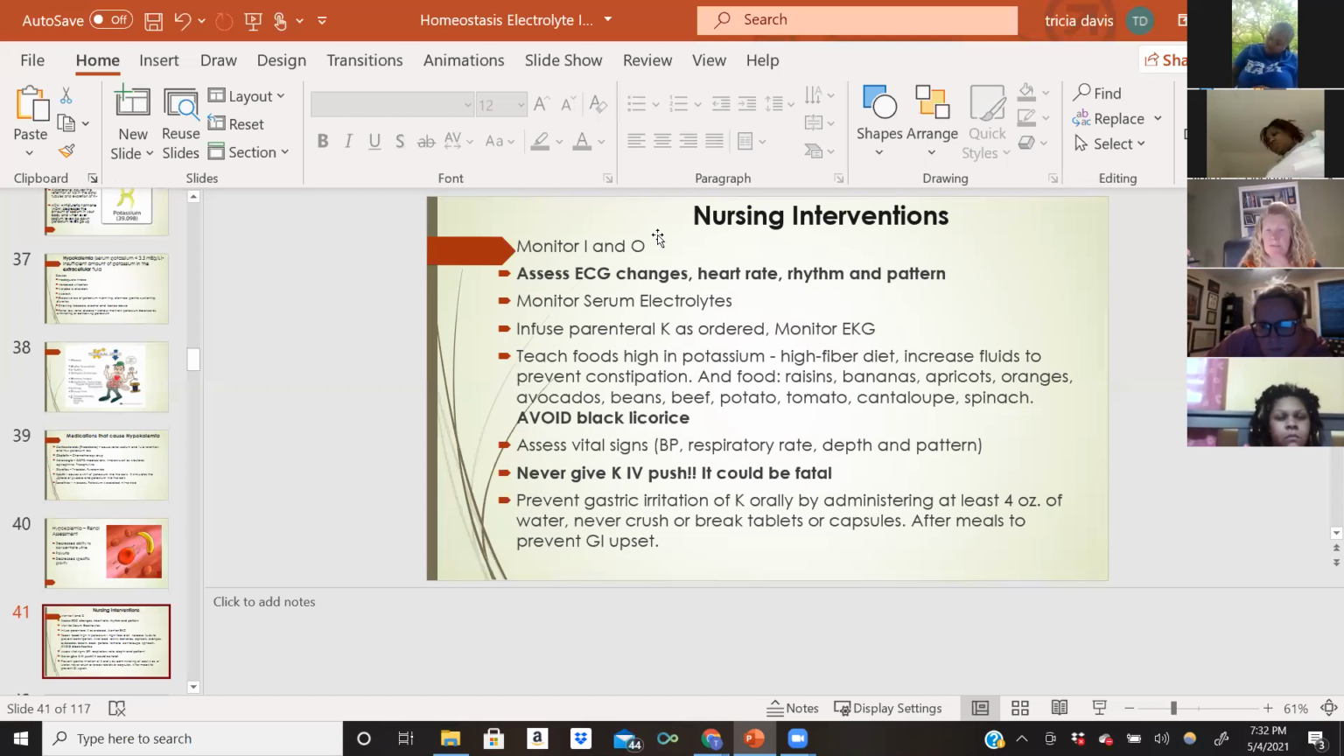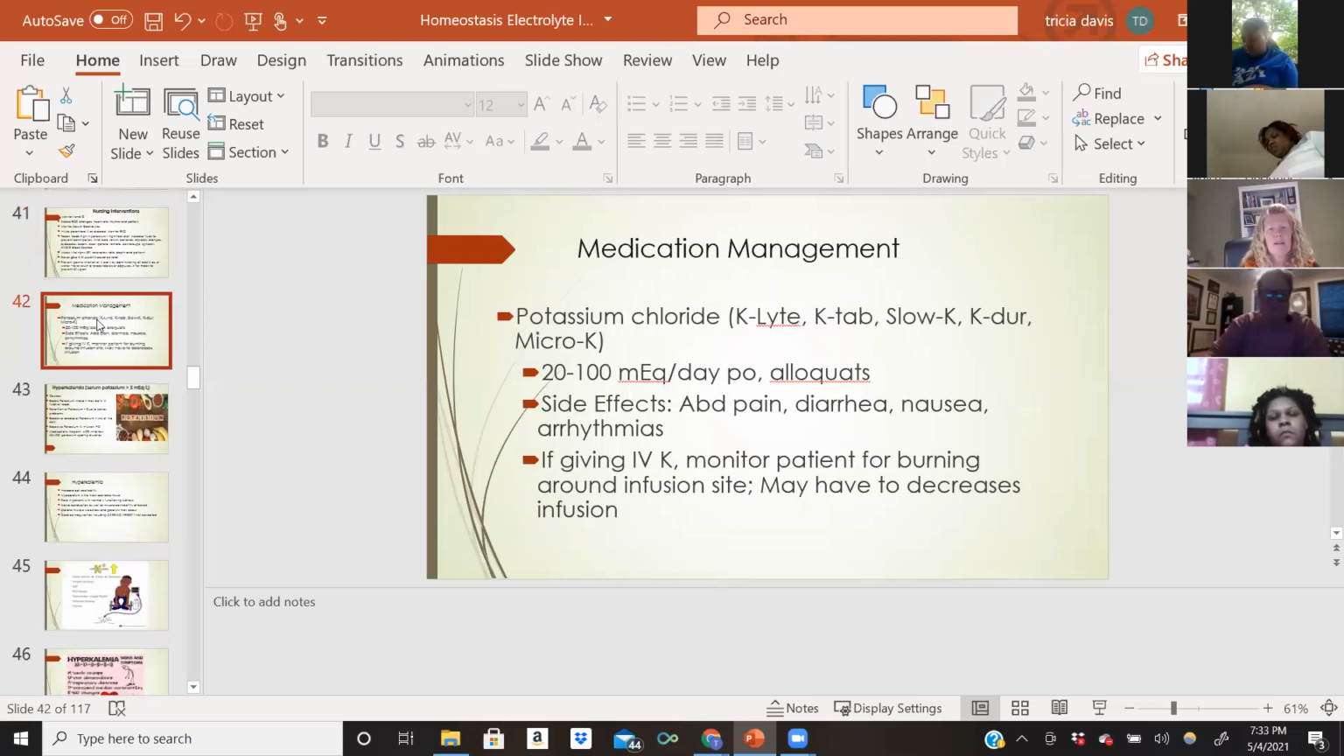You cannot crush them, you cannot break them, and if they come in capsules, which I've never seen, I've only ever seen the tablets. So if you have a patient that can't swallow pills, if they have a G-tube or something like that, you would have to make sure you order the liquid potassium for them because you cannot cut the tablets in half or break them. And you should tell your patients if it bothers their stomach that they can take it after a meal or with their meals to help prevent GI upset.